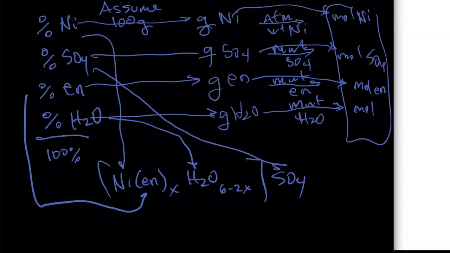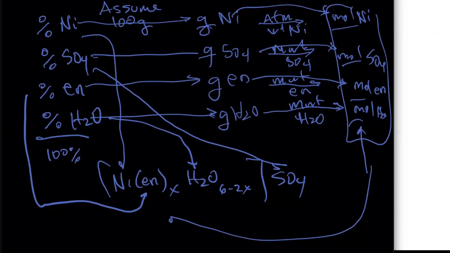Guess what? That exactly is the mole ratio in your formula. What you want to do is now normalize this to the lowest common denominator, and that should be either nickel or sulfate, because those are going to be the lowest ratio. And now you would come up with the formula. You would basically take the moles of the nickel, sulfate, ethylene diamine, and water, and divide by the lowest, so you can get whole number integers. But that's the key to your calculation.